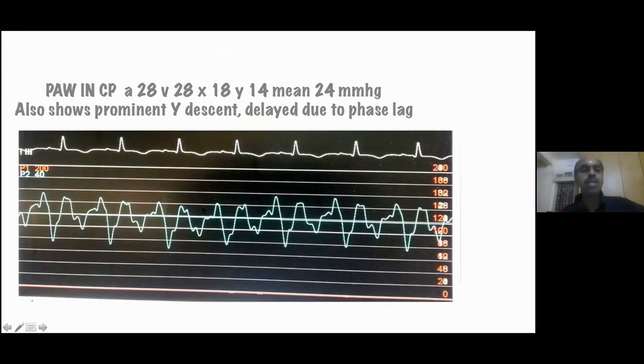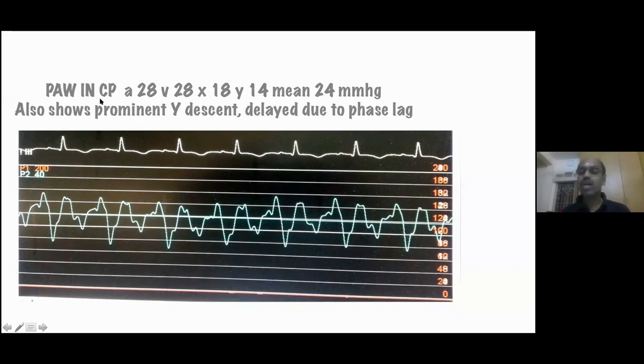Look at the pulmonary artery wedge pressure. The X and Y descents are quite prominent. Y descent is much more prominent. If you carefully look at the Y descent, normally it should happen at the end of systole and early diastole. But this is much later because of the phase delay. Pulmonary artery wedge pressure has a phase delay from the LA pressure. So it is much later, but this is the Y wave. So the Y descent is very prominent.